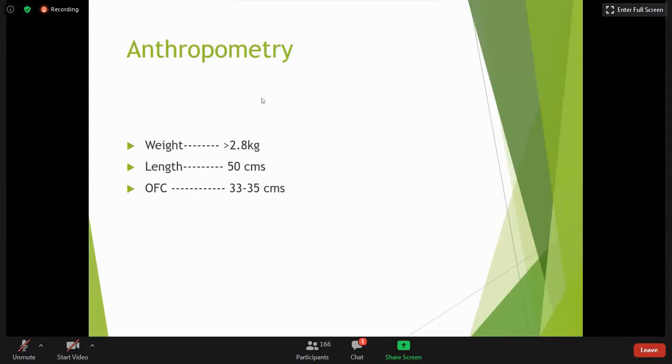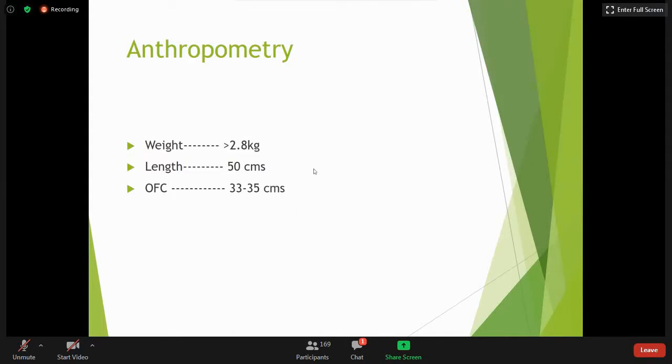Then the anthropometry measurements like weight, length, and FOC of the baby. The normal weight of the baby should be more than or equal to 2.5 kg. Please correct it: it is 2.5 kg. If the weight is less than 2.5, then the baby is considered a low birth weight baby. The length of the baby should be about 50 centimeters, while the FOC ranges between 33 to 35 centimeters.